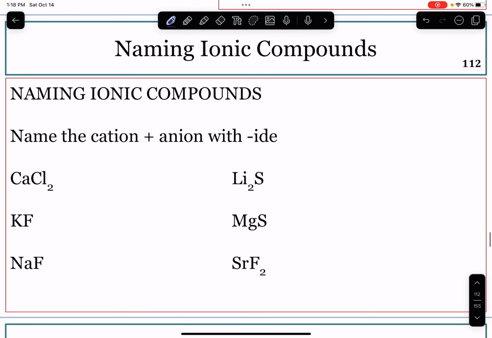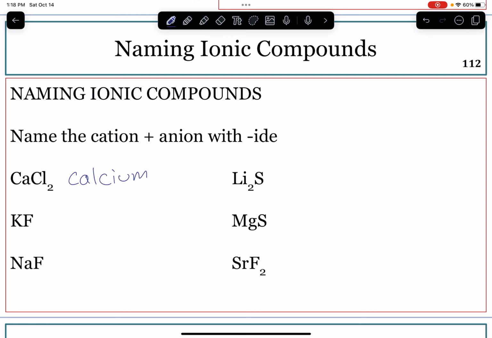All right, let's learn how to name the ionic compounds. These are fairly simple. We're going to name the cation, then we name the anion, but we change the ending of the anion to -ide, I-D-E, and that's it. The cation is the positively charged atom, and it always goes first, both in the chemical compound and in the name.